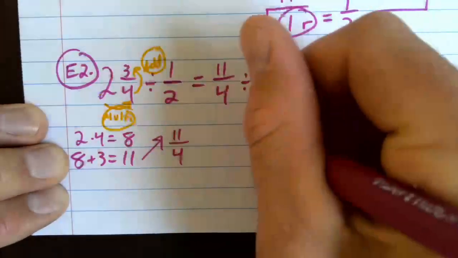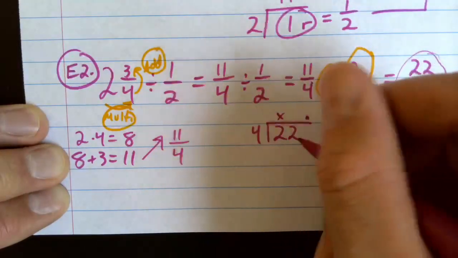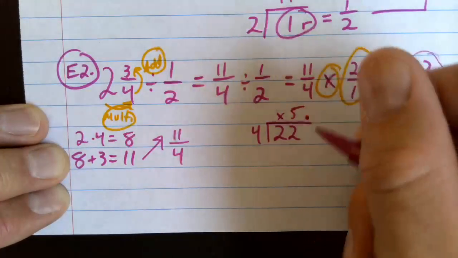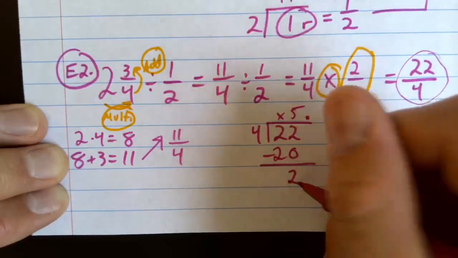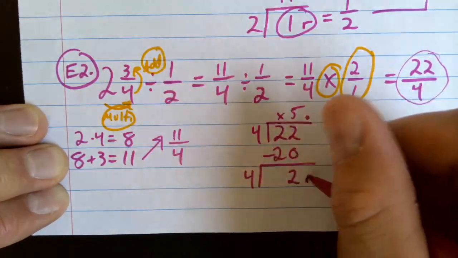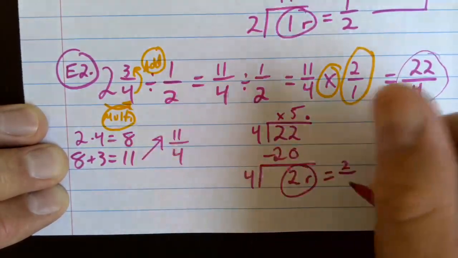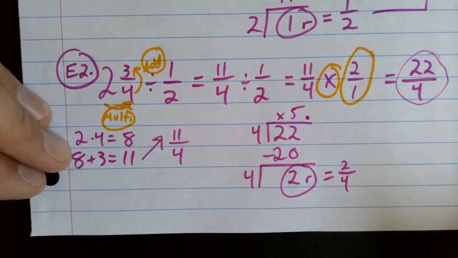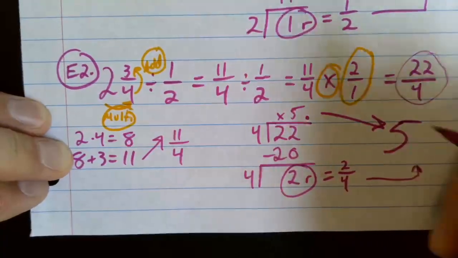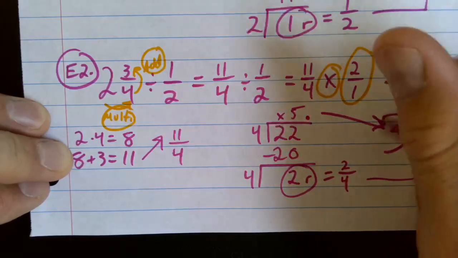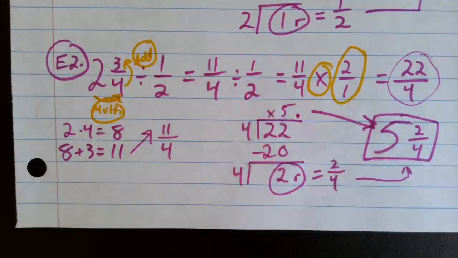22 divided by 4. Don't forget that decimal. And we know 4 can't go into 2, but it can go into 22 5 times. 4 times 5 is 20. Subtract, and 2 minus 0 is 2. So we have a remainder of 2. And we always write that remainder as 2 over a denominator, which is 4. So your answer is 5 and 2/4. That's it. 5 and 2/4 is your answer.